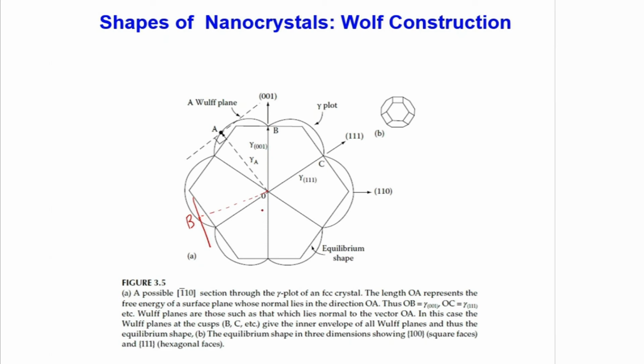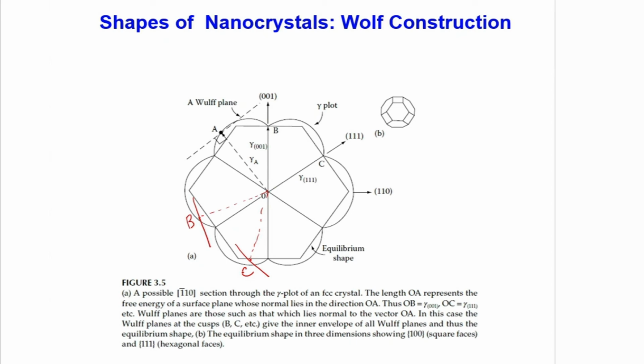You can draw it anywhere. You can draw it here. You can draw a normal. This is OC, like that. Then the inner envelope which you join is basically the equilibrium shape. You can clearly see this is a cuboctahedral shape coming up in 2D.